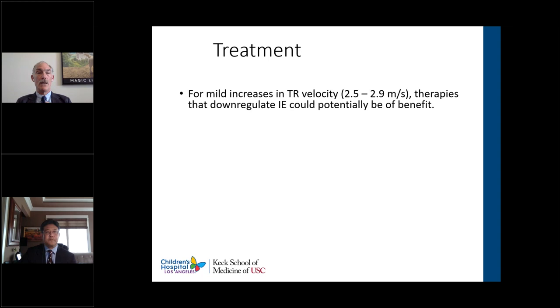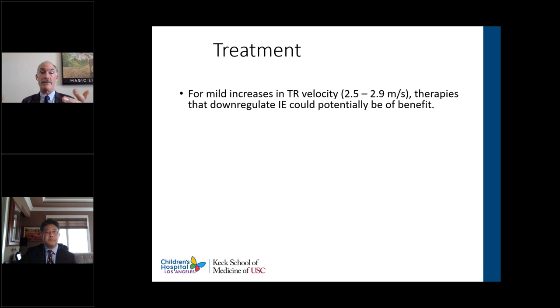So what are the therapies? Well, in this intermediate range, watchful waiting for one sample is reasonable. If you've been fine and then there's a random value of 2.7, it's fine to wait and see if it goes back to 2.5. But if you're persistently in that 2.5 to 2.9 range, that's suggesting early processes and that therapies that downregulate this ineffective erythropoiesis might be of benefit.